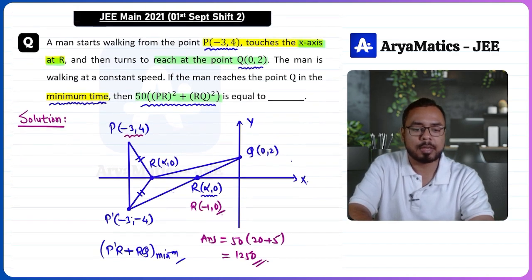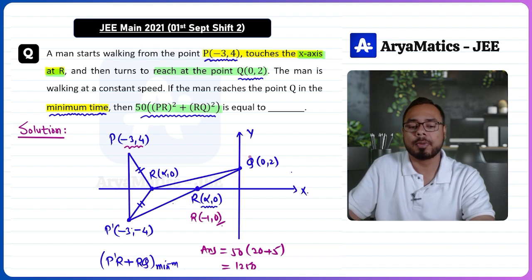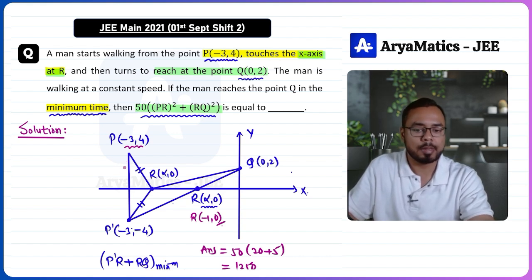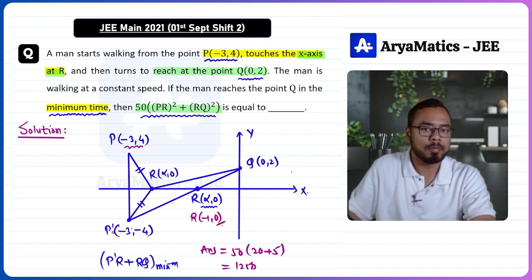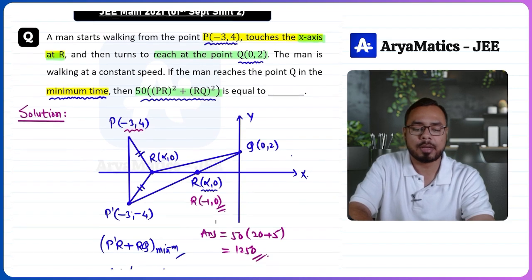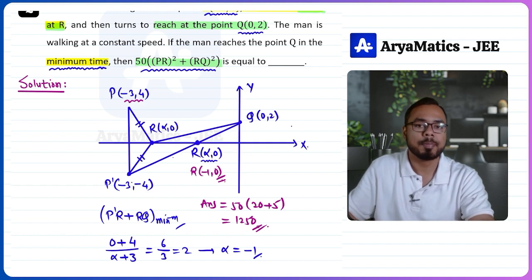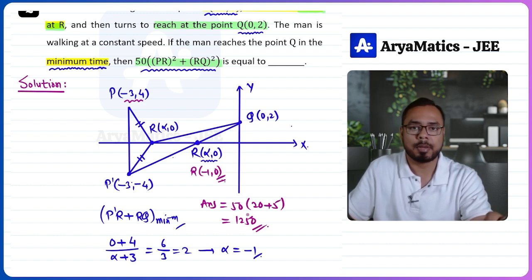So this was again a very interesting problem, and whenever you have 2 points on the same side of a line and you have to move from point P to Q, touching the x-axis at some point, then instead of making PR plus RQ minimum, take the image of point either P or Q in the x-axis, and then the required point will be the point of intersection of P dash Q with the x-axis, right? So from there we got the coordinate of R, and once we have the coordinate of R, then we need to calculate 50 into PR square plus RQ square. So finally, the right answer for this problem will be 1250.